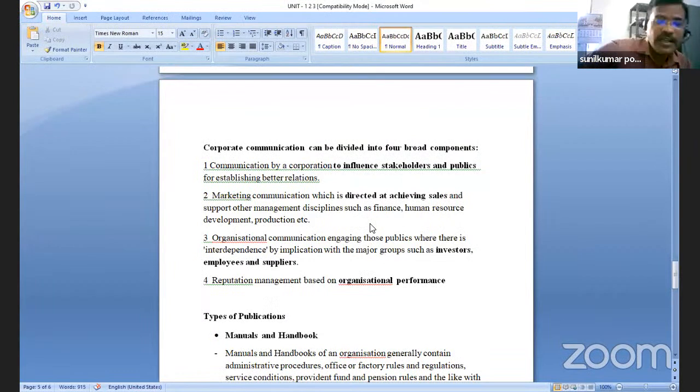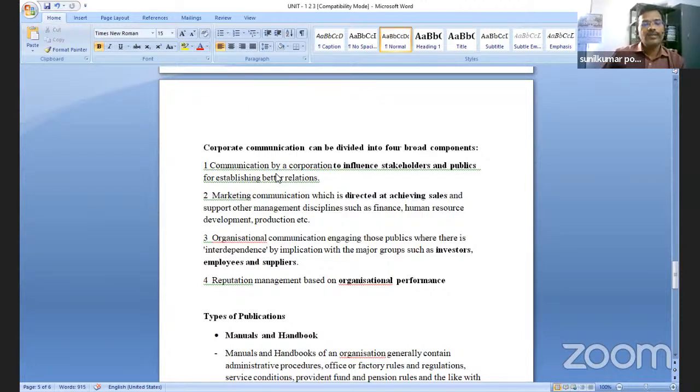Corporate communication can be divided into 4 broad components. Number 1 is communication. Number 2 is marketing communication. Number 3 is organizational communication. And number 4 is reputation management. Communication, number 1, is communication by a corporation to influence stakeholders and publics for establishing better relations. Publics means here internal and external again.